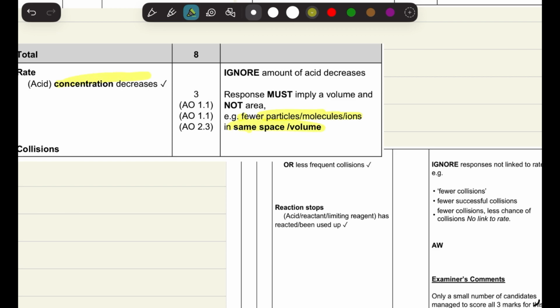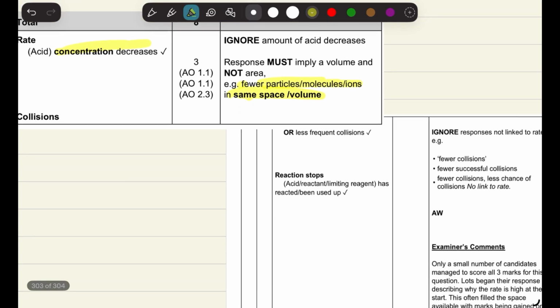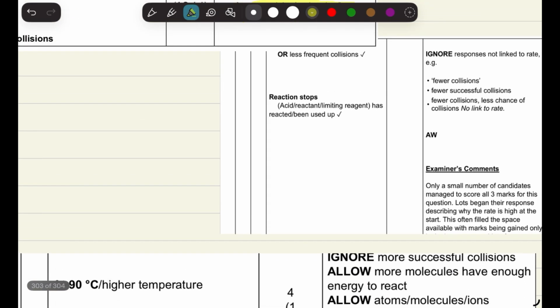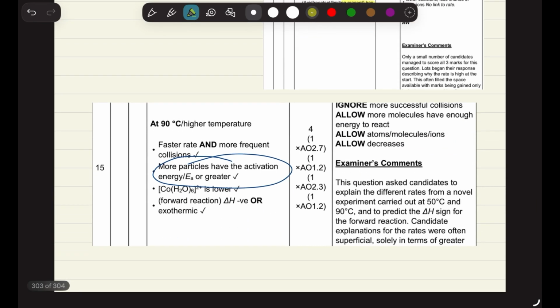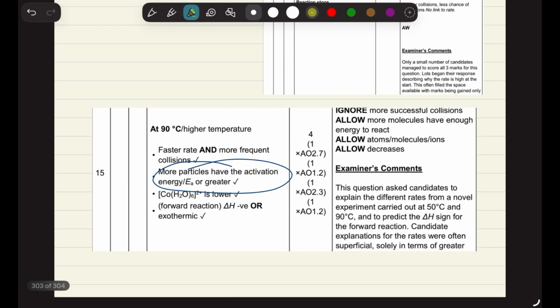I know it doesn't say that specifically on this one, but they really, really, really do emphasize it. So I'd always say less particles per unit volume. And then we can say less frequent collisions. And we can see here, it stops when all the reactant is used up. I know I did not give you the graph, but that's your general gist whenever you have something like that.